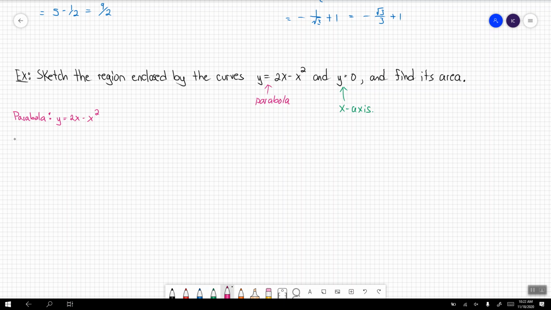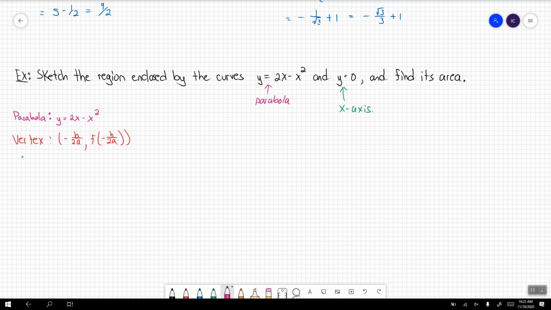The vertex formula that I'm going to be using lets me know that I can identify a vertex as long as I know what b and a are within my function, and then take the function and evaluate it at -b over 2a. As soon as we do that, we found the vertex. So identifying what's my a and what's my b: my b value is 2, my a value is -1.